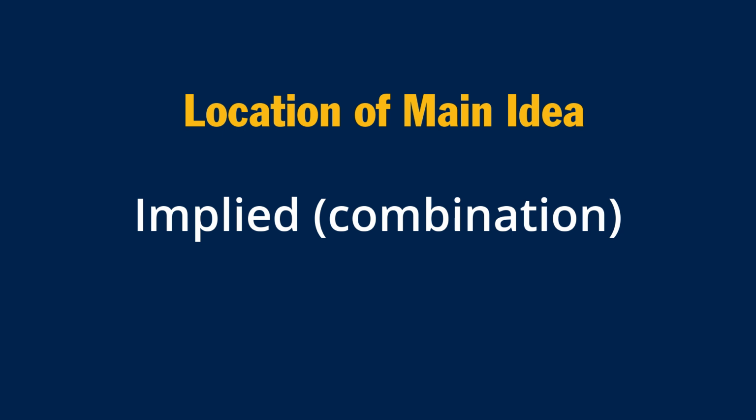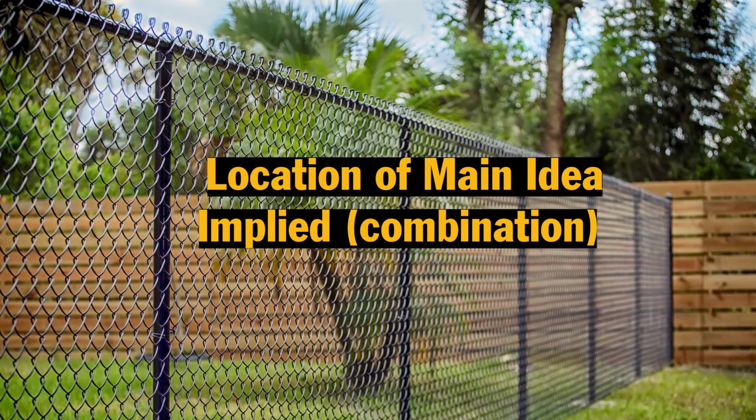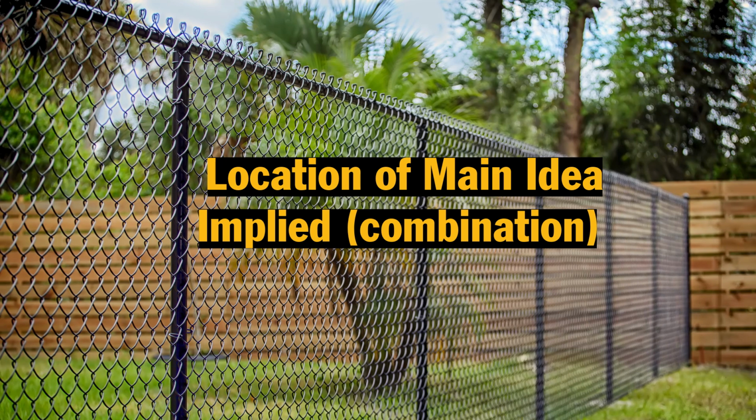The third location for the main idea is a combination or implied. You can think of a combination or implied main idea like a chain link fence. A chain link fence is made up of individual links or parts. You have to step back in order to see how the smaller parts fit together to create the entire fence. You do the same thing with a combination or implied main idea.